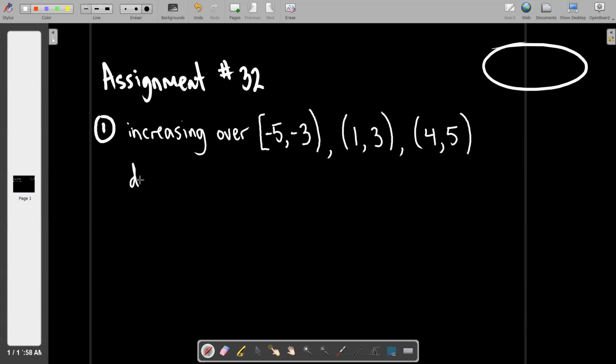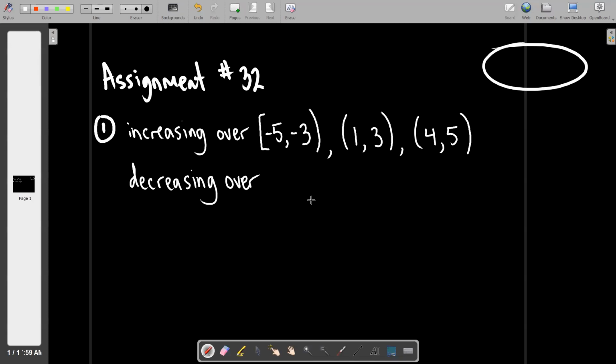Okay, and now we're going to list all of the intervals of decrease. So we're going to say decreasing over. How many intervals of decrease do you see? I see 2. Yeah, the roller coaster dips twice. So the first dip occurs from what x's? From where to where?